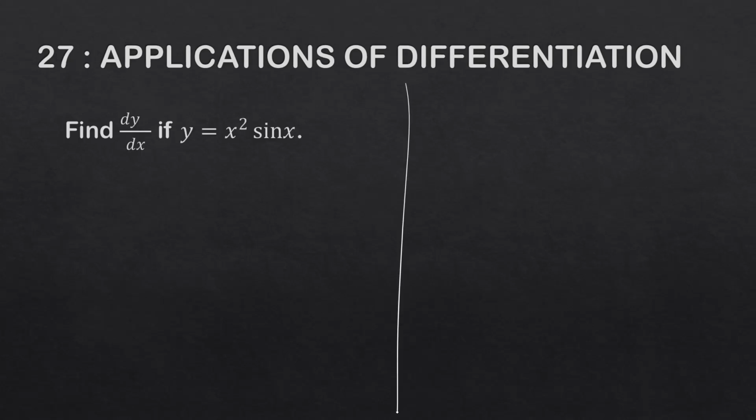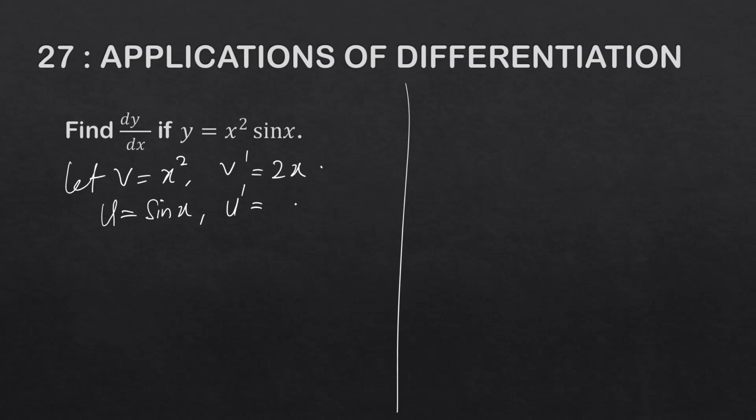Number 27. In number 27, I'm going to find dy dx of x squared sine x. I'm going to use the product rule to solve this. I'm going to say let v equal to x squared, that means v prime is going to be 2x. Then let u equal to sine x, then u prime is going to be equal to cos x. So I'm going to say that y prime is going to be u v prime plus v u prime.